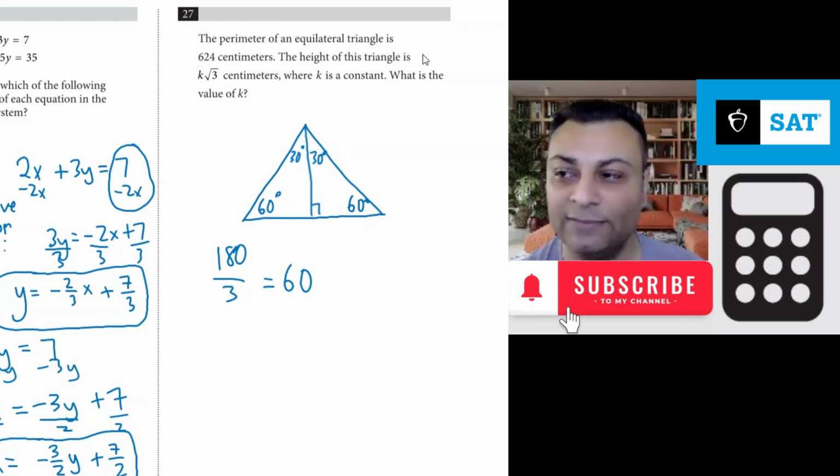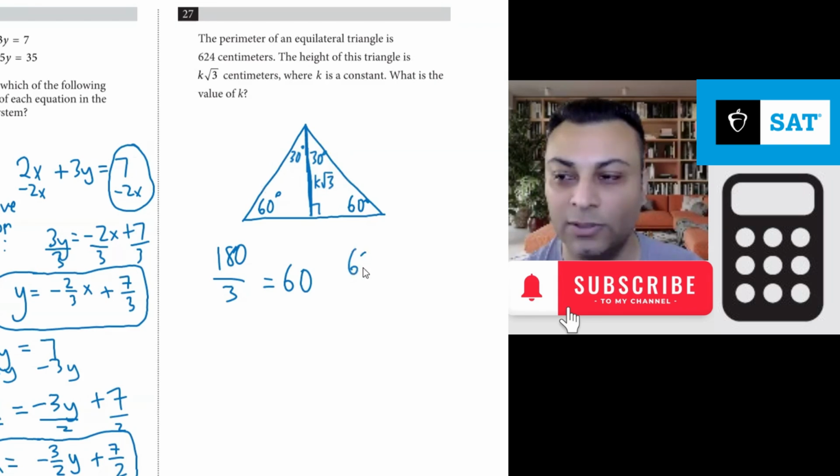And by the way, the height of the triangle is k root 3. So this particular height, the length from here to here, the bottom, boom, that is k root 3. This perimeter is 624. Why don't we find the length of each side?